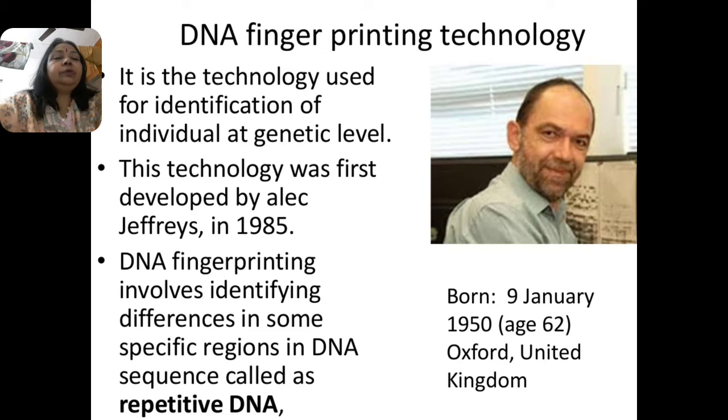DNA fingerprinting, as we know, involves identifying differences in some specific regions in the DNA sequences, that is called the repetitive DNA. Repetitive means adenine and thymine rich genome is repeating many times, or guanine and cytosine rich nucleotides repeating many times. So the length of the segments and number of repetitive DNA units is also called satellite DNA. It is of two types basically.